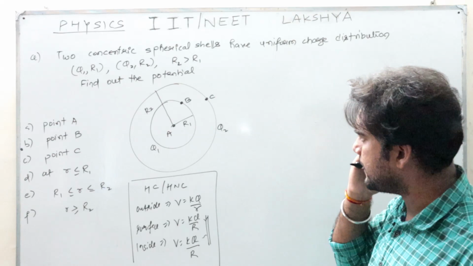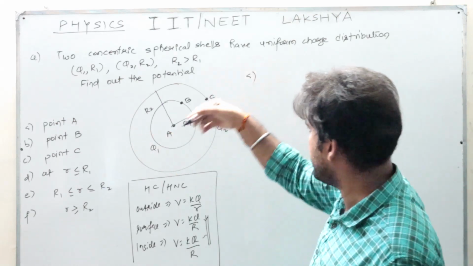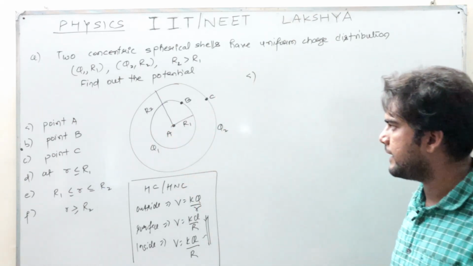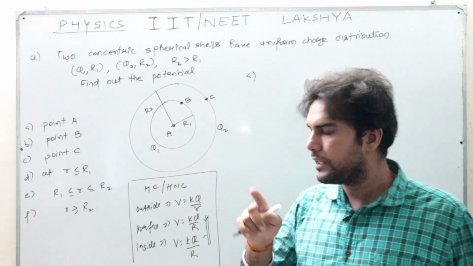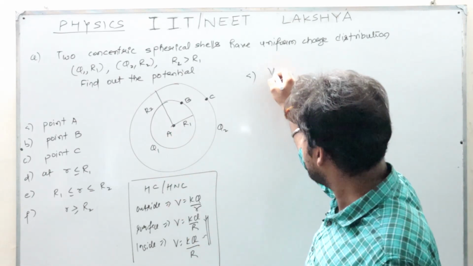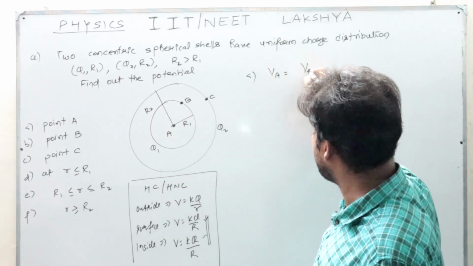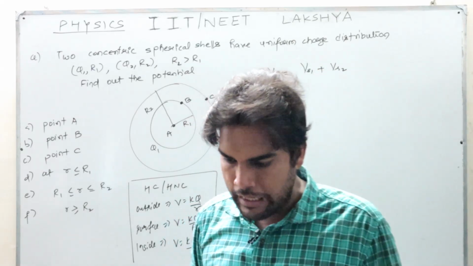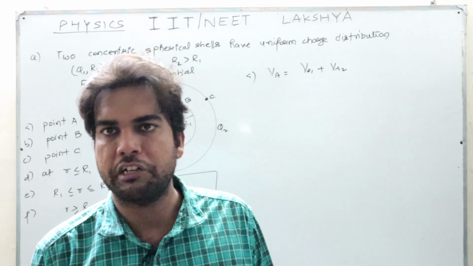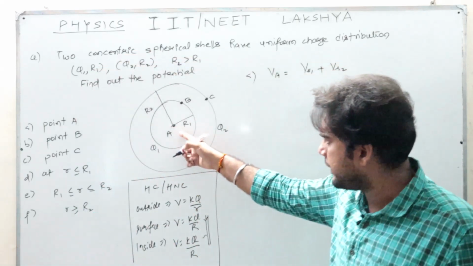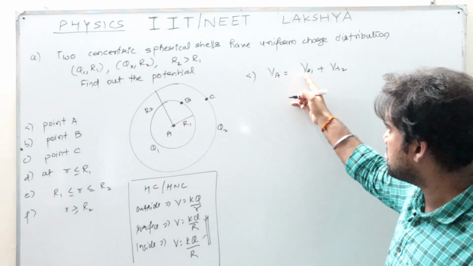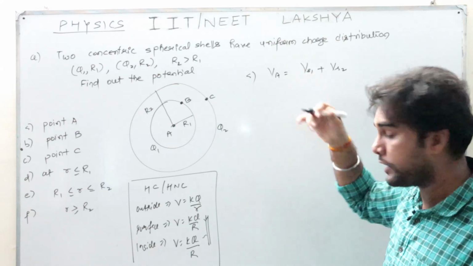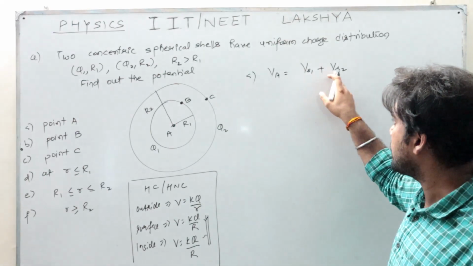So let us see here. Option A, I mean your case A, at point A. Point A is the center. So the potential at point A will be because of sphere 1 plus because of sphere 2. Potential is a scalar quantity, and we simply add the two potentials to get the potential at point A. So potential at A is the potential due to sphere 1 plus the potential due to sphere 2.